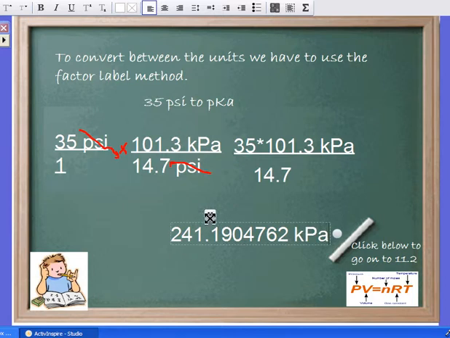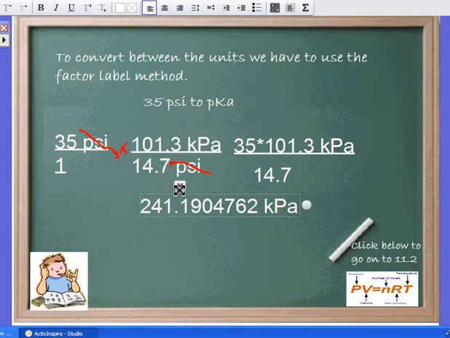Well, we can't leave it like that. The reason we can't leave it like that, and you would get it wrong on a test, is because it's not in significant digits. If you look at this on our outside here, we have 14.7, which has 3 significant digits. 101.3 has 4 significant digits, and 35 has 2 significant digits. So we can only use 2 significant digits, which leaves us with 240, no decimal point, kPa. That's it. That's the factor label method. Not real hard. You're going to be using it a lot, so make sure that you take the time to write it all out and do it properly.